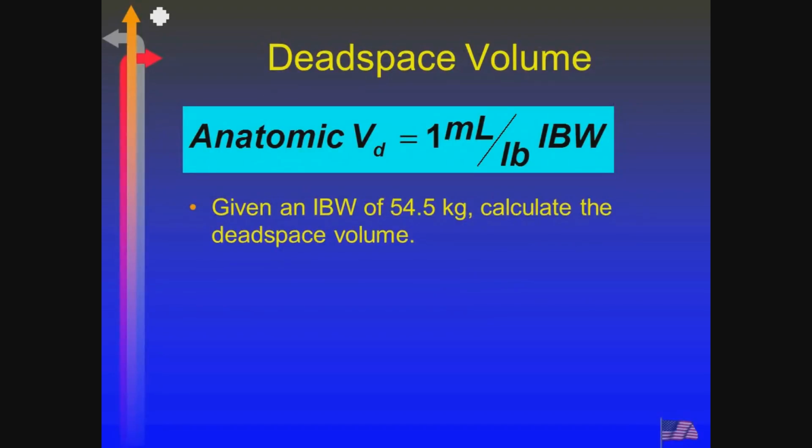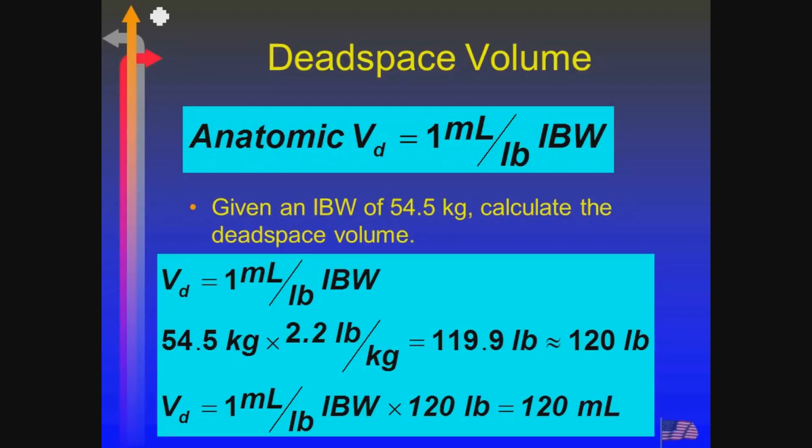Given an ideal body weight of 54.5 kilograms, calculate dead space volume. You have to convert that back to pounds, which is about 120. We just did that. So a person who weighs 54.5 kilograms or 120 pounds has roughly 120 milliliters of anatomic dead space.